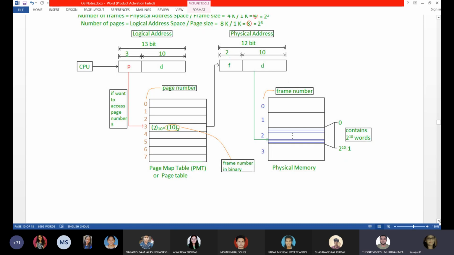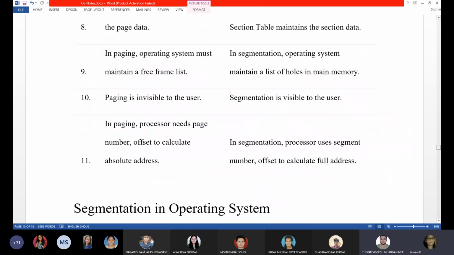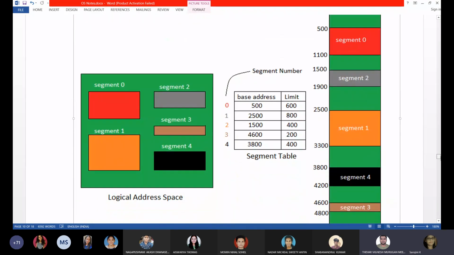Next is the next technique, or next method you can say. The next method is called segmentation. Segmentation is another non-contiguous memory allocation system. Let me show the diagram first, a simple diagram, and then we will see the address conversion. This is segmentation. Here this is also a non-contiguous memory allocation technique. That means inside the main memory, the segments will not be stored sequentially. They will be stored randomly wherever the space is there.